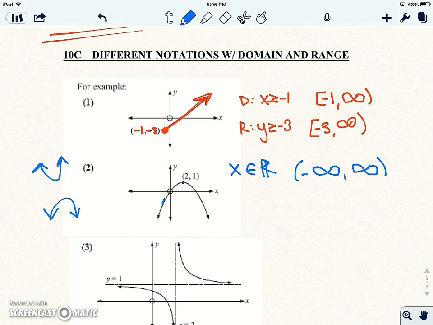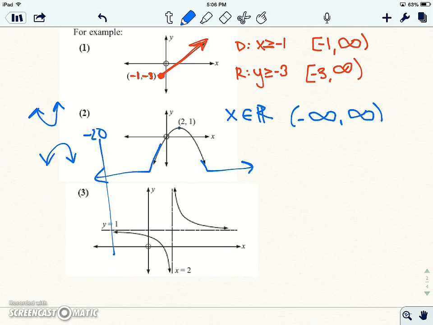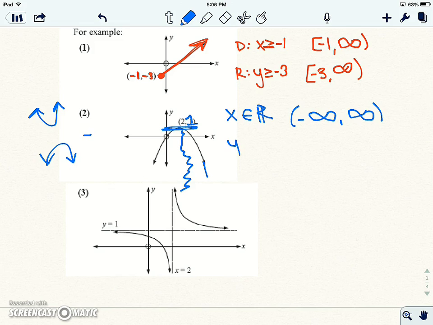And that is because even though it's going down, it's forever heading to the left and forever heading to the right. So if I wanted to put in -20 for x, I'd just be some point down here on the picture. So any x would work. The problem comes in this case with the y's, because it goes down forever, but it stops when it gets to 1. So we would say y has to be less than or equal to 1.